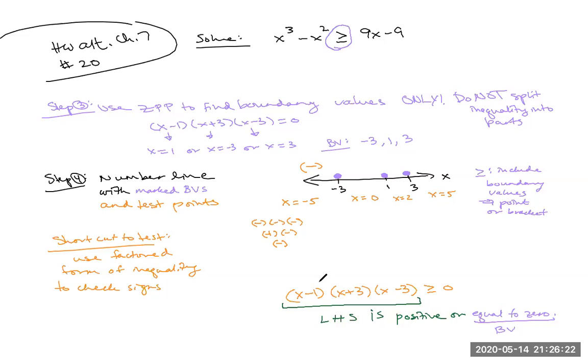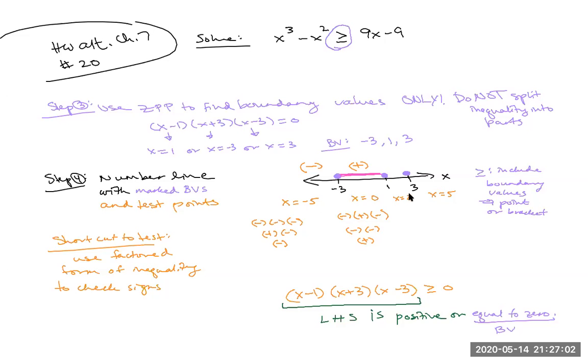When x is equal to 0, I get a negative factor times a positive factor times a negative factor. So that's negative times negative, which is positive. The left-hand side is positive inside of this section. So I will shade it in that section. Okay.